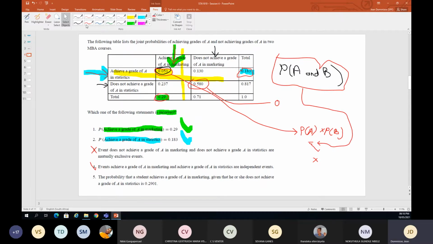Okay, so let's look at the last one in this. The probability that a student achieves a grade of A in marketing. So let me use a different color this time. So A in marketing, given that he or she does not achieve an A in statistics. Okay, so how would you work out that?